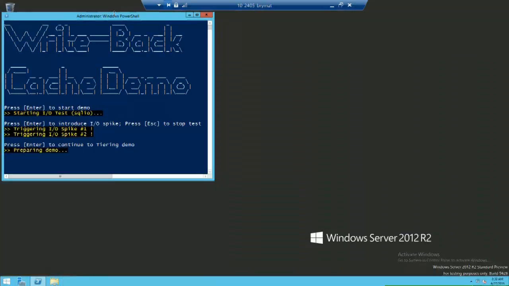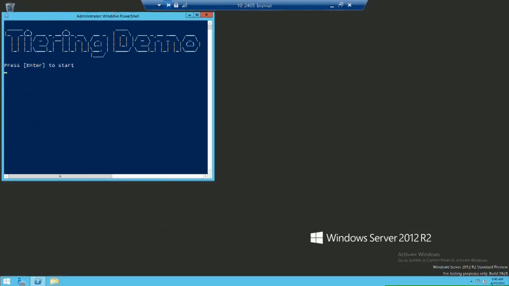Now let's continue to the tiering demo. What I'm going to show you is a seamless transition of a file from the HDD tier of a virtual disk to the SSD tier. But the kicker with this demo is that while this file is being moved between tiers, I have an intensive I/O test being run on this file. Very high queue depth, large number of threads, random I/O. Okay?